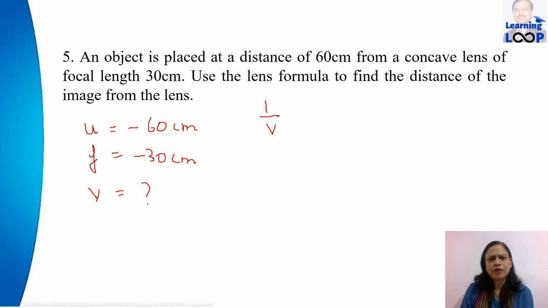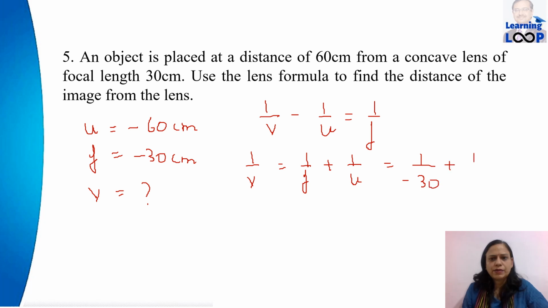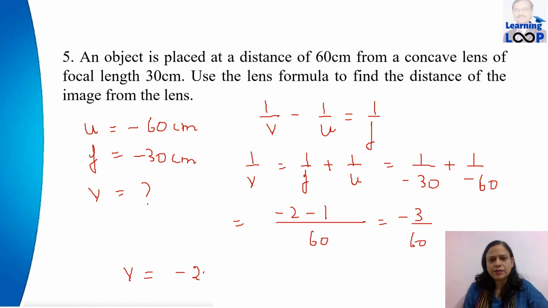Use the formula 1 upon v minus 1 upon u is equal to 1 upon f. So 1 upon v would be equal to 1 upon f plus 1 upon u. Substitute the values here. 1 upon f is 1 upon minus 30 plus 1 upon minus 60. So when you take the LCM of 30 and 60, you get 60. This makes it minus 2 minus 1. That makes it minus 3 over 60. So your v would be minus 20 centimeters. So that is how we solve this.